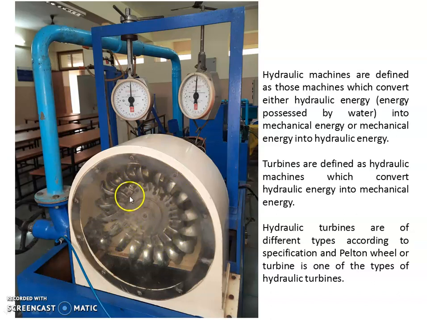This Pelton wheel is referred to as a hydraulic machine, which is used to convert hydraulic energy, that is the energy possessed by the flowing water, into mechanical energy. These turbines are defined as hydraulic machines, and they are used for converting hydraulic energy into mechanical energy. Hydraulic turbines are of different types according to specification, and the Pelton wheel or turbine is one of the types of hydraulic turbine.